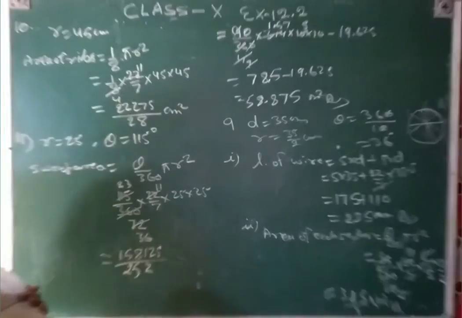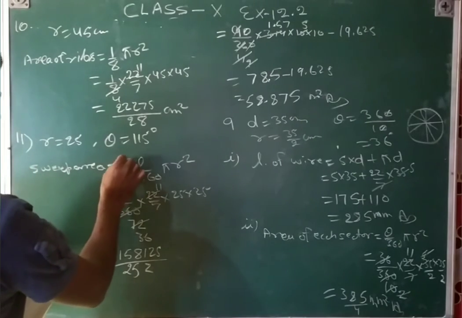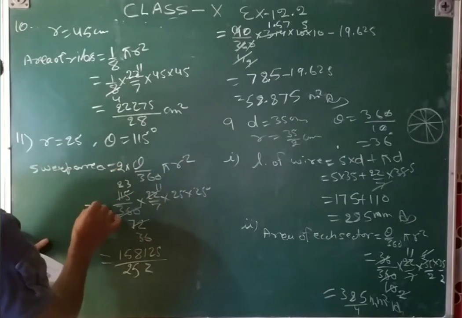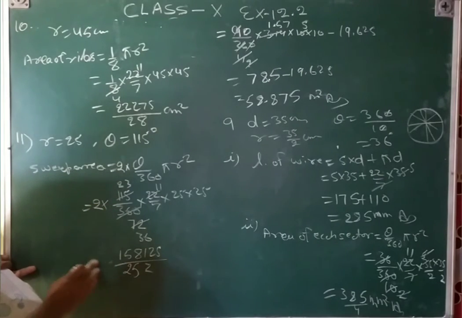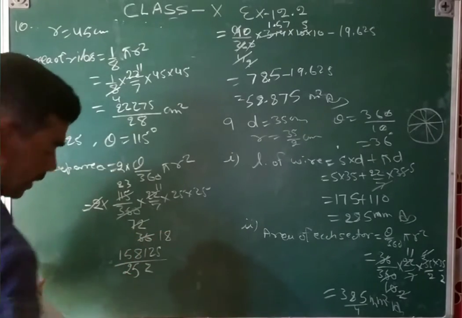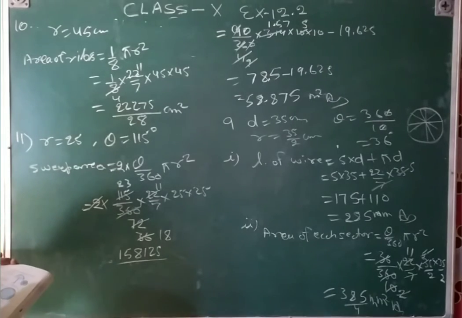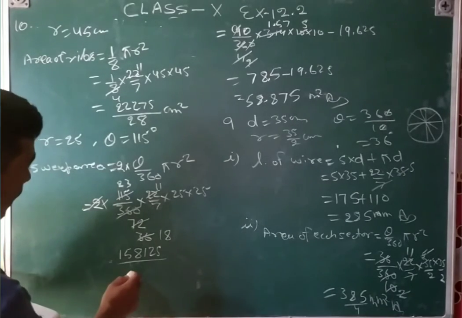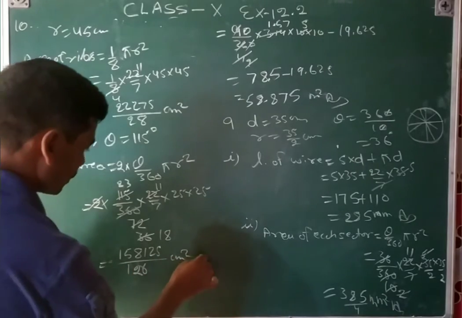But here our answer is not coming. Why? Because there are two wipers. So we can write here 2 also. So you can cancel also that one. That is 18. So that will be the answer: 15 8 1 2 5. That will be 18 7 126 centimeter square. Answer.